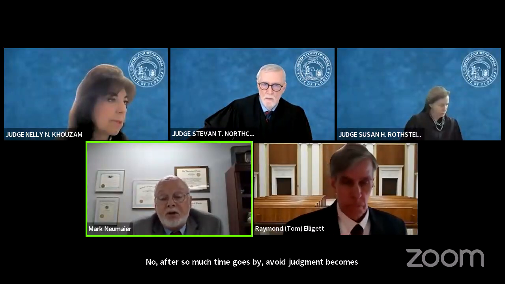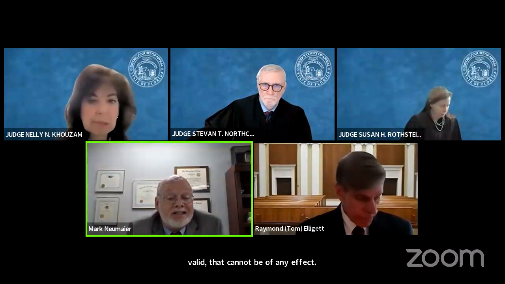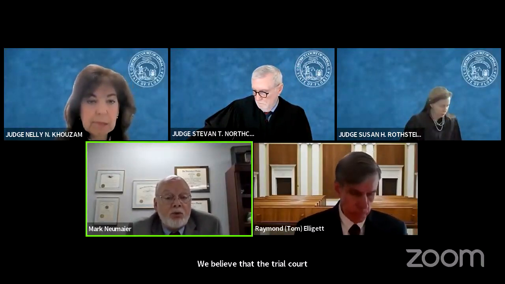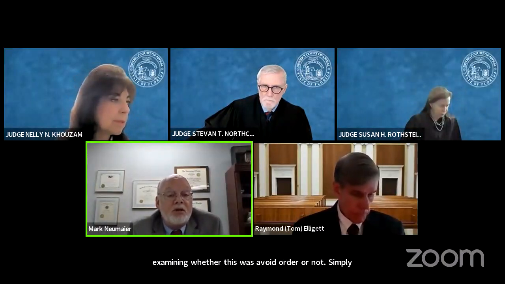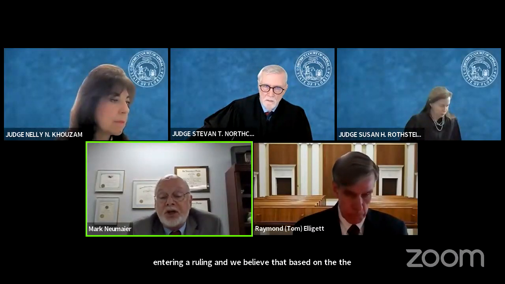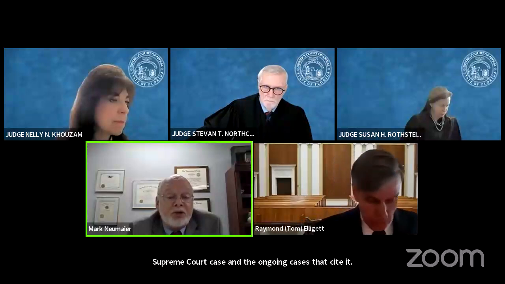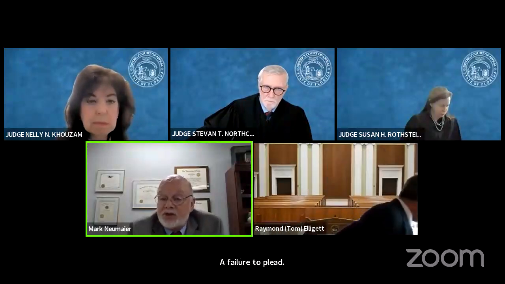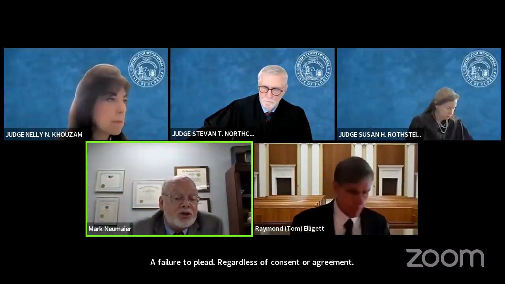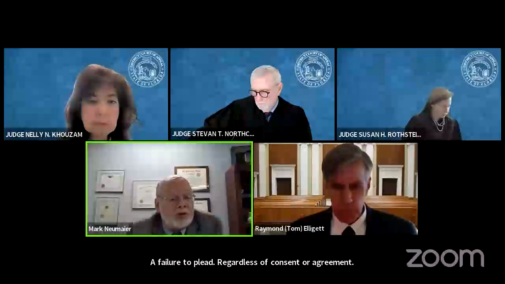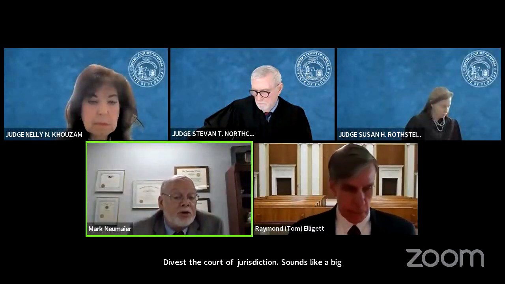We believe that the trial court erred in not examining whether this was a void order or not, simply entering a ruling. And we believe that based on the Supreme Court case and the ongoing cases that cite it, a failure to plead, regardless of consent or agreement, divests the court of jurisdiction. Sounds like a big revolution, but it's been the law in Florida for the last 100 years.